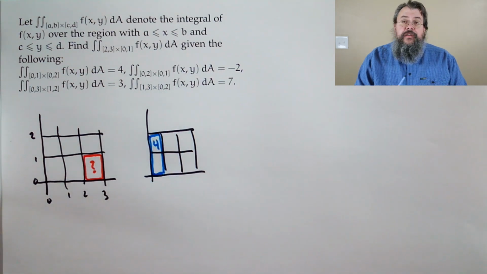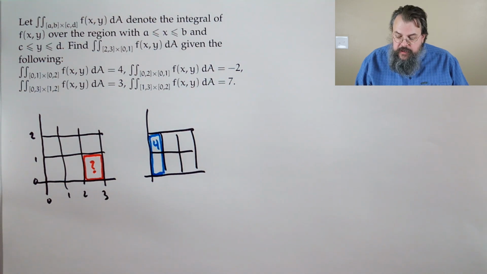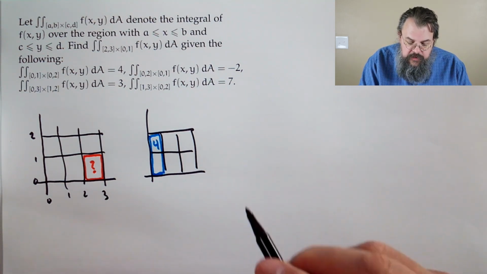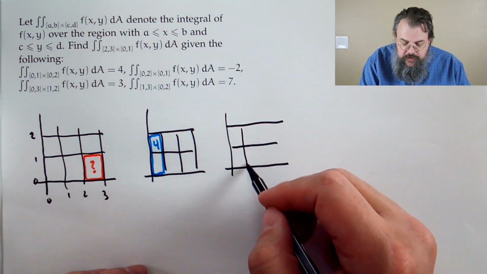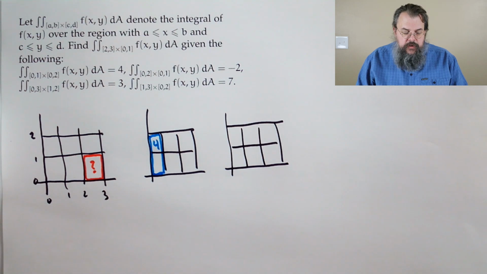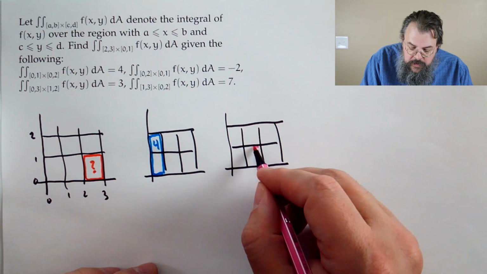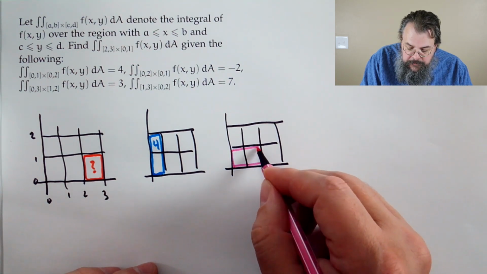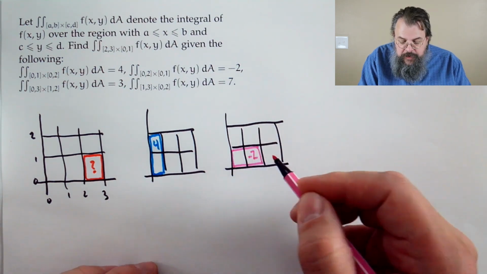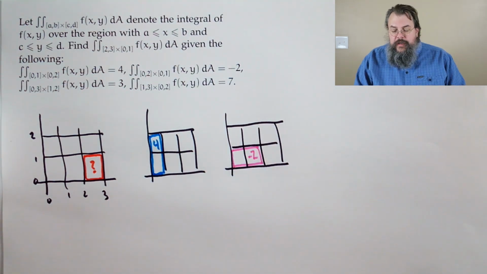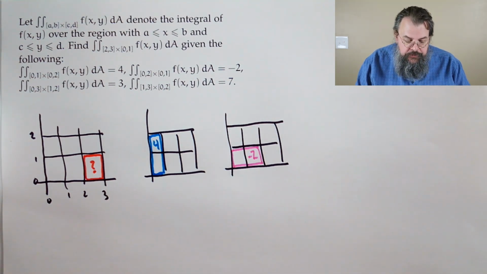[0, 2] cross [0, 1]. That says now x is going from 0 to 2, and y goes 0 to 1. So what would that look like? We'll mark off x from 0 to 2, y from 0 to 1, is this piece right there, and that's worth -2. When I say it's worth -2, that's the total value of the integral over that part.